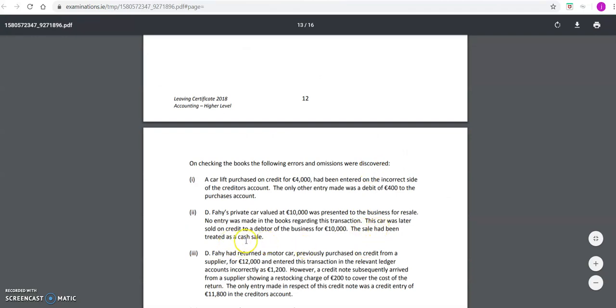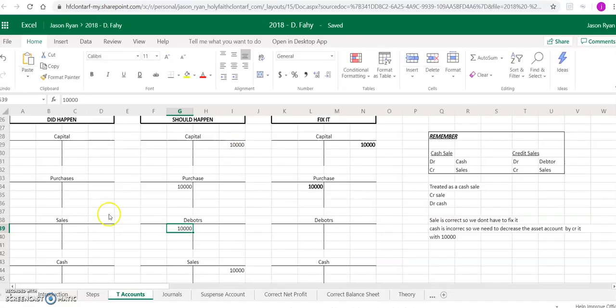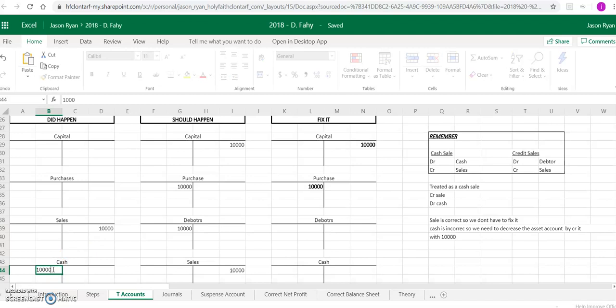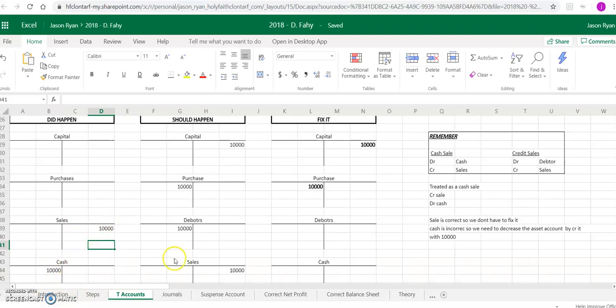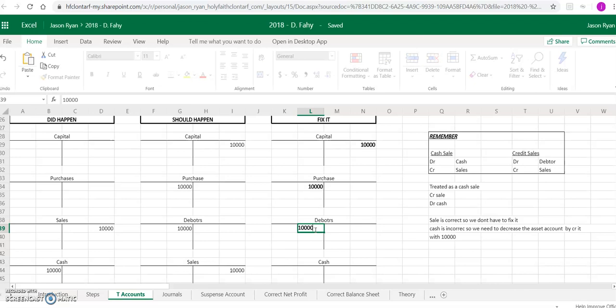This sale has been treated as a cash sale. So this is what did happen. We had credit sales 10,000 and cash is an asset, so we increased our asset by 10,000. Shouldn't have been a cash sale, should have been a credit sale, which we've got here. So how do we fix it? Our debtors need to be debit by 10,000. Our sales is correct because we had sales and we put it in the credit side, so we're not going to do anything with that.